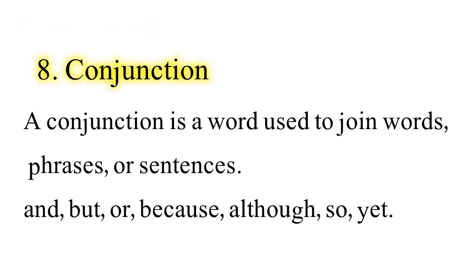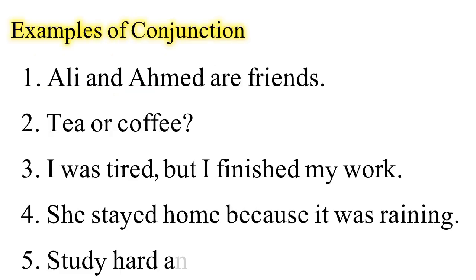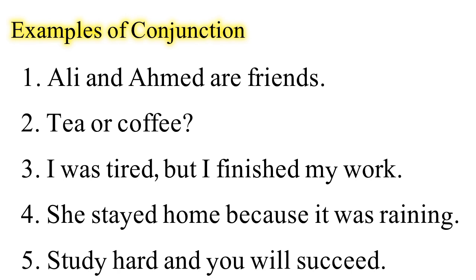Conjunction. Definition: a conjunction is a word used to join words, phrases, or sentences. Formula: word plus conjunction plus word; sentence plus conjunction plus sentence. Examples: 1. Ali and Ahmed are friends. 2. Tea or coffee. 3. I was tired, but I finished my work. 4. She stayed home because it was raining. 5. Study hard and you will succeed.